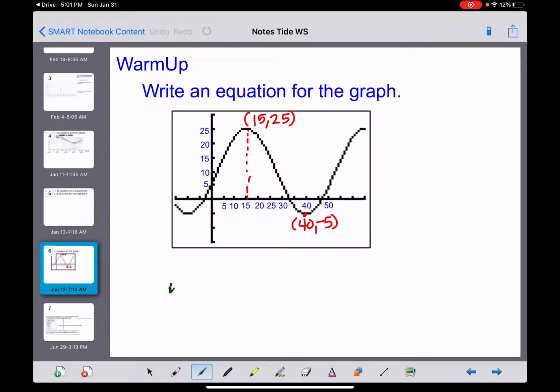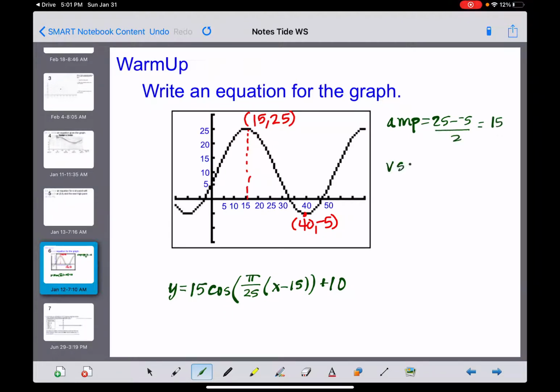The answer you should get for this is y equals 15 cosine of pi over 25 times x minus 15, plus 10. This is one of the answers. There are definitely others that you can get. But if you didn't get that, amplitude is high minus low divided by 2. So 30 divided by 2 is 15. Vertical shift is high plus low divided by 2. So 20 divided by 2 is 10. And the b value is going to be 2 pi divided by the period.